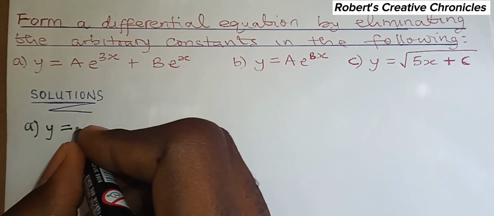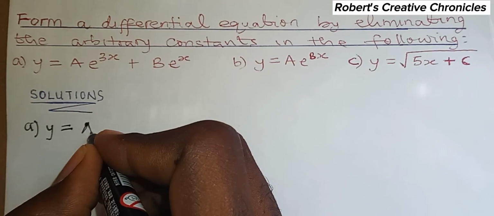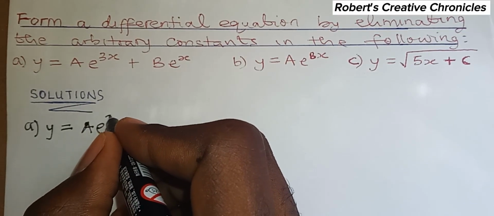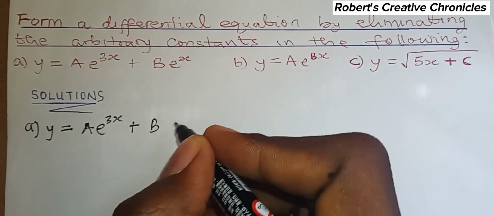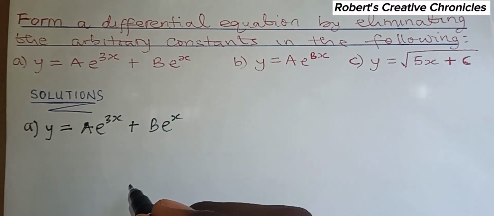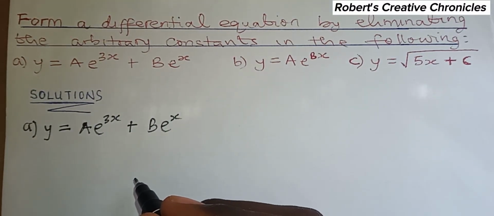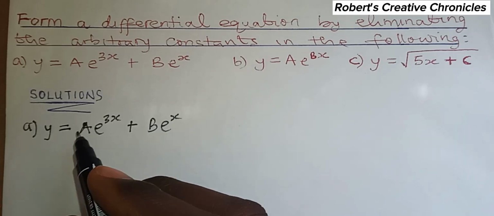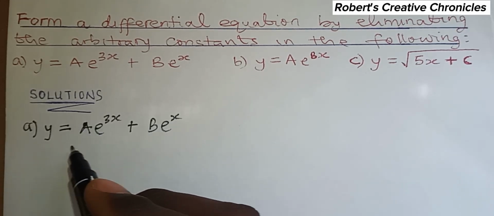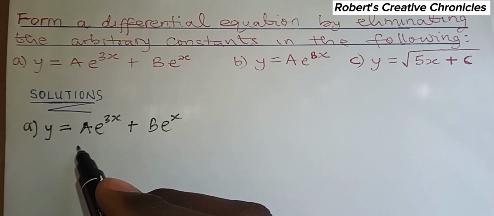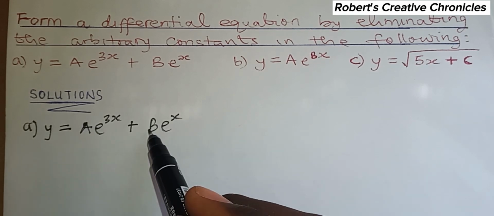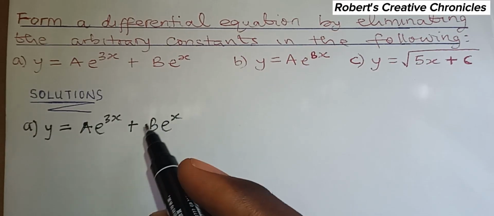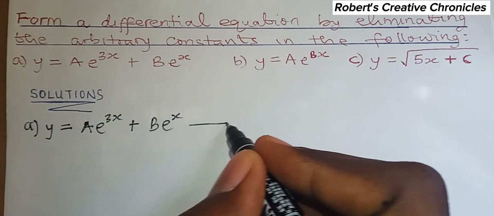y is equal to A exponential 3x plus B exponential x. So to find the differential equation of this equation, we have to find another term to represent A and another term to represent B. So this will be our equation 1.